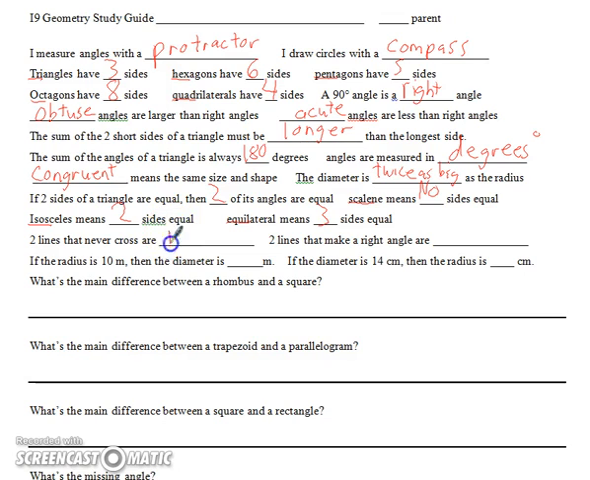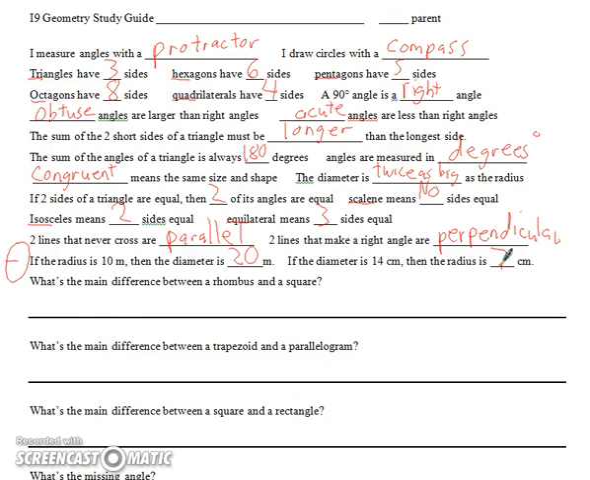Two lines that never cross are parallel, just like the L's in parallel. Two lines that make a right angle are perpendicular. If the radius is 10, then the diameter is blank. If I had a circle, radius is halfway across, diameter is all the way across, so 10 plus 10 gets me to 20. If the diameter is 14, then I cut it in half to get the radius, which is 7.